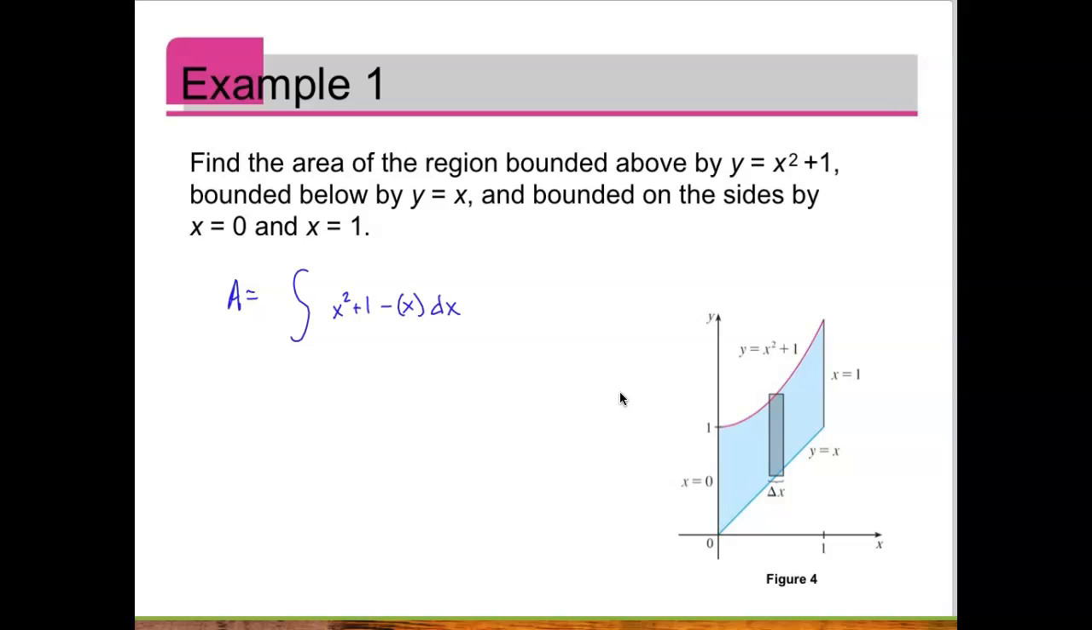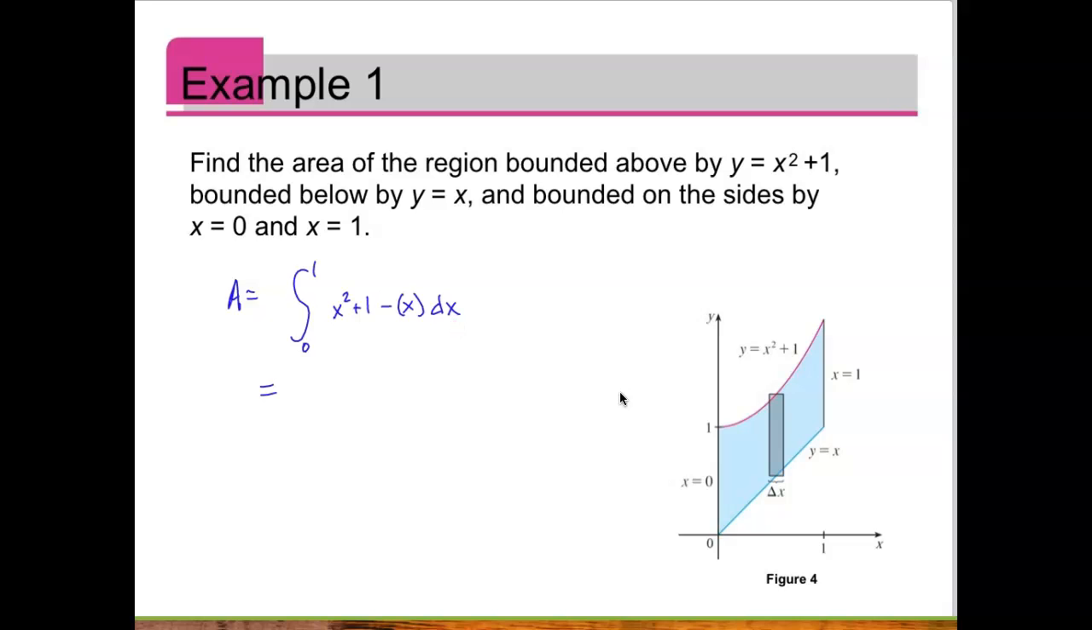And now we're looking left to right. What's the left endpoint of my region? What's my left boundary? 0. What's my right boundary? If you're integrating with respect to x, your limits of integration should be x values, right? And I say that now because we are going to do a couple where we integrate with respect to y. Whatever variable you're integrating with respect to, your limits are in terms of that variable, right? So 0 and 1.